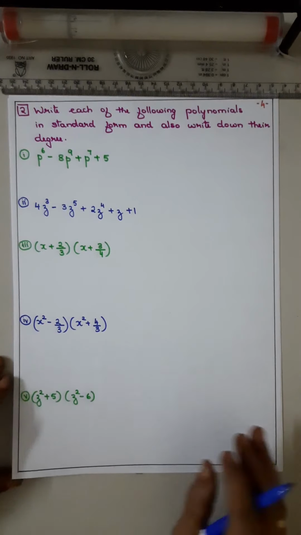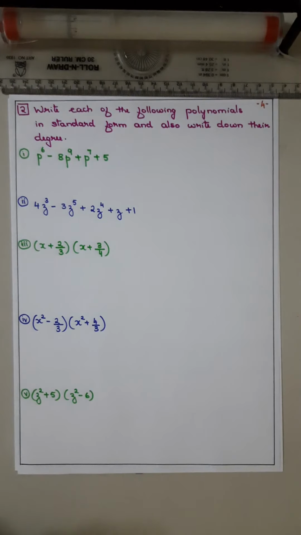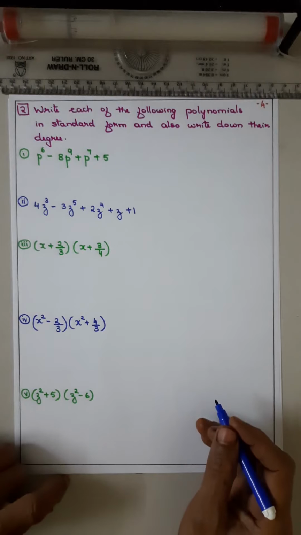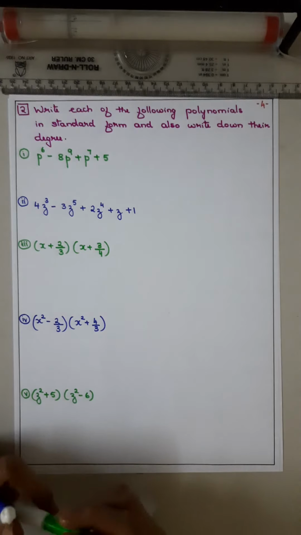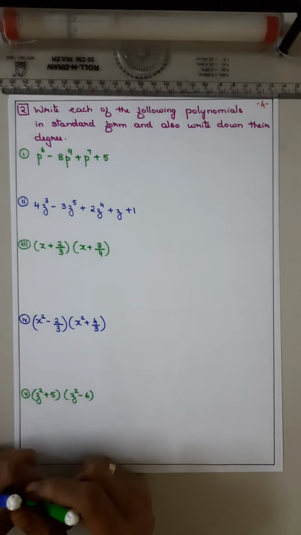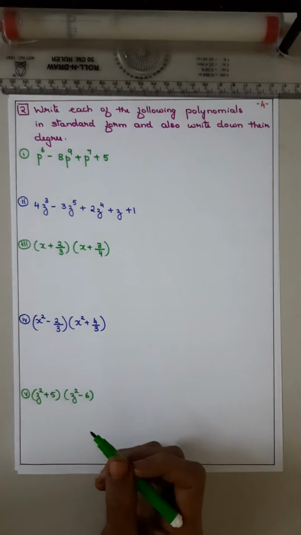Write each of the following polynomials in the standard form and also write down their degree. First write in the standard form. What does standard form mean? In the decreasing order of the powers, isn't it?